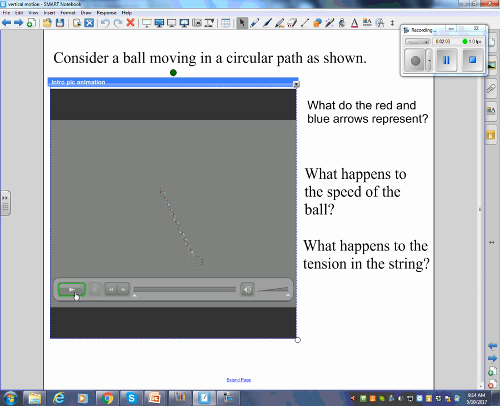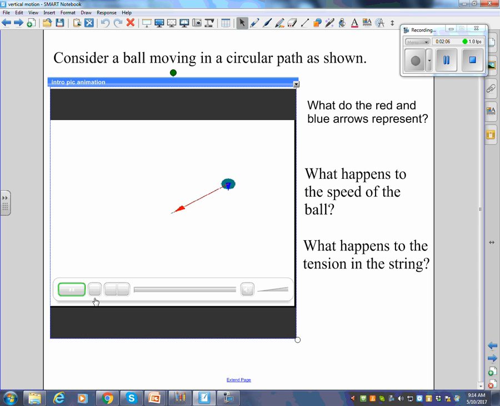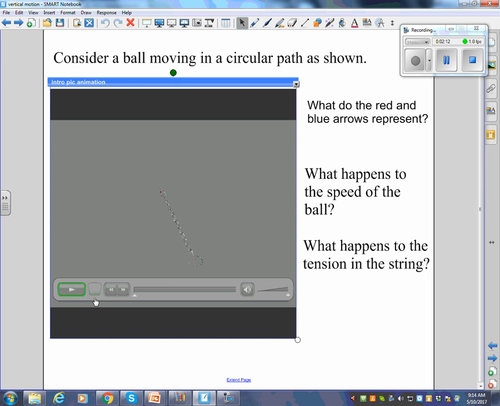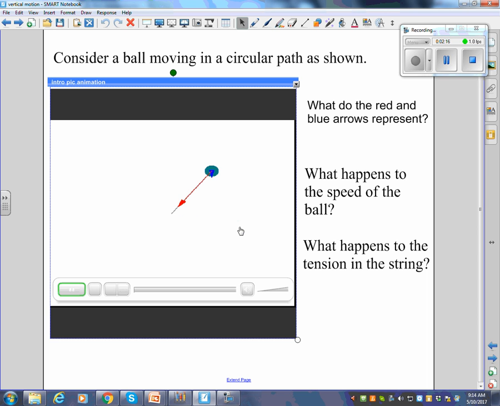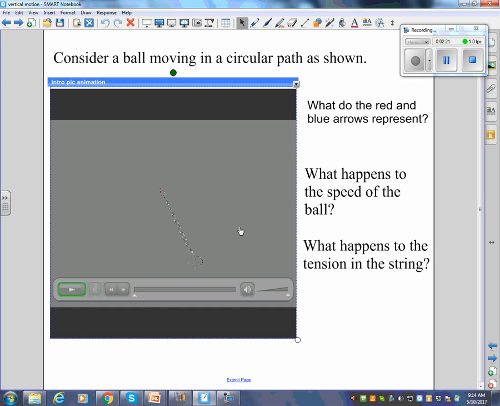What do you think the blue arrow represents? What's it doing? Not changing, is it? It is gravity, exactly, because the gravity on the object doesn't change as it goes around. Gravity is just 9.8, right?